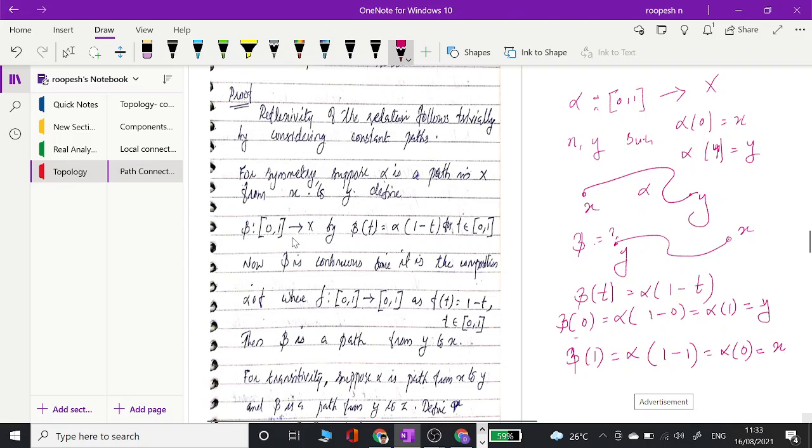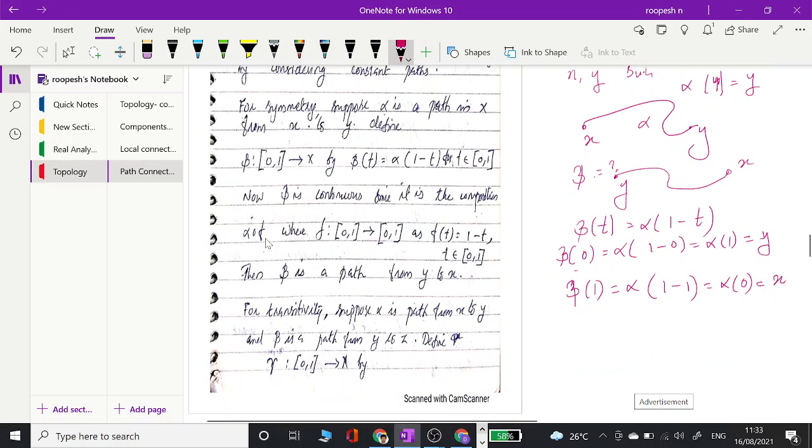Beta of t equal to alpha of 1 minus t for t belonging to the closed interval 0, 1. Now beta is continuous since it is the composition alpha composed with f, where f from the closed interval 0, 1 to the closed interval 0, 1 is f of t equal to 1 minus t. This composition of two continuous functions is again continuous. That means beta is a path from y to x.